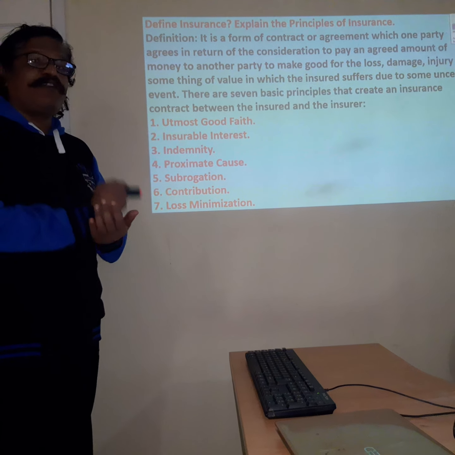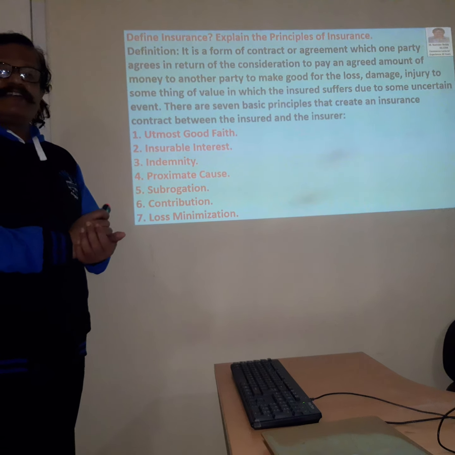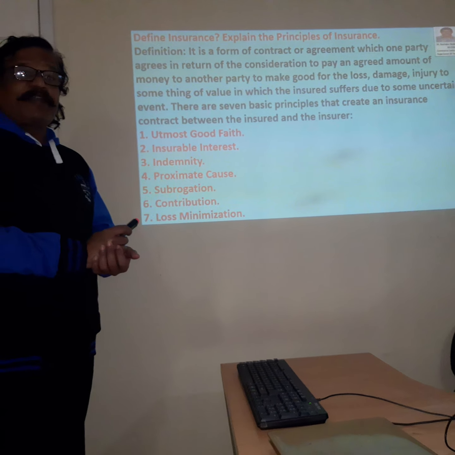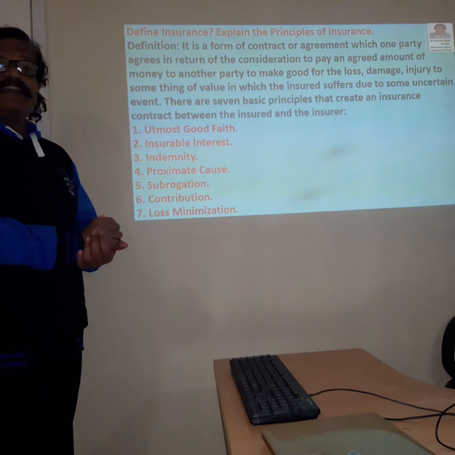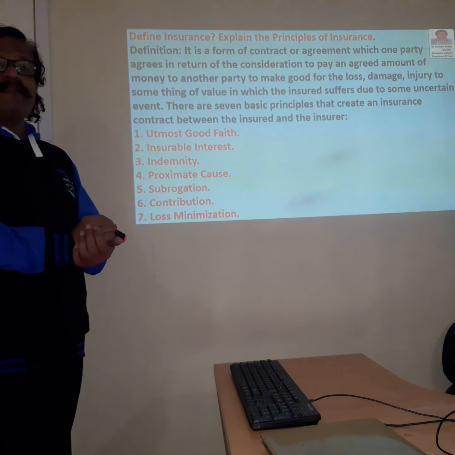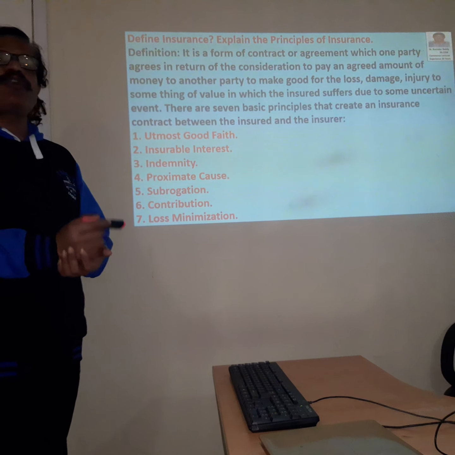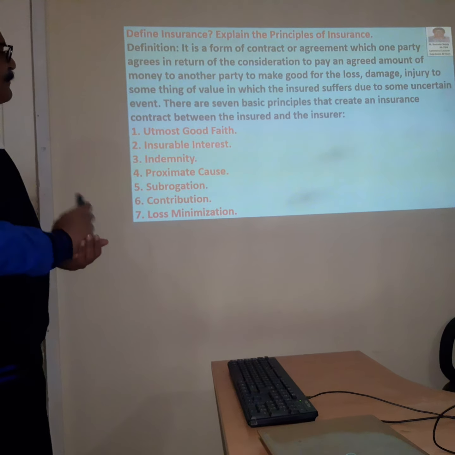For what purpose you are insured, if anything happens to that particular problem, the insurance company will compensate you. Suppose you did a fire insurance, but due to earthquake, your factory was destroyed. The insurance company will not pay, because that accident has not taken place due to fire. If the accident has taken place due to fire, the insurance company pays the amount or compensation. That's why I say proximate cause.